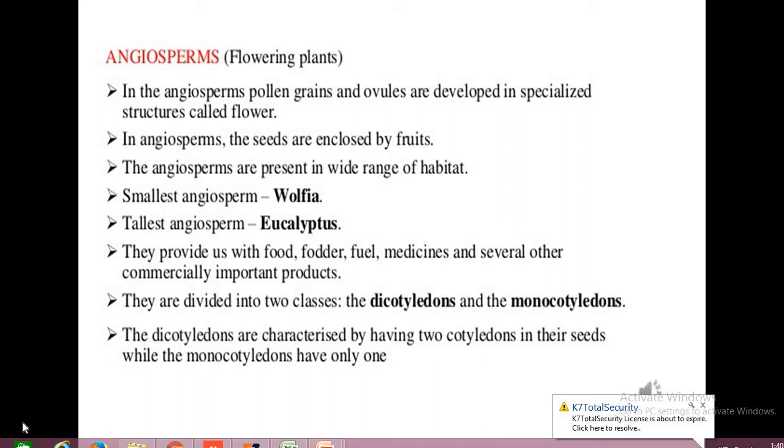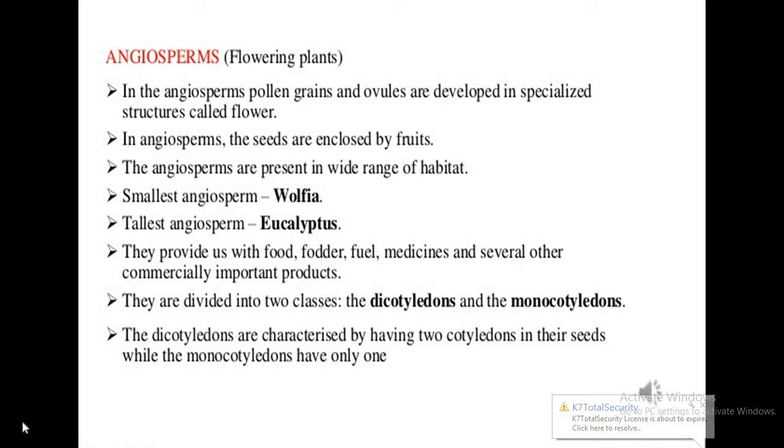Now, what is the economic importance of angiosperms? They provide us with food, fodder, fuel, medicines and several other commercially important products. So if we say that we are depending on plants for food, that means most of our food comes from plants. Now these are divided into two classes, dicotyledons and monocotyledons. I discussed it in the previous video also, isn't it?